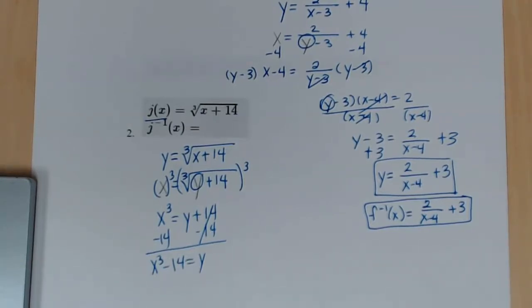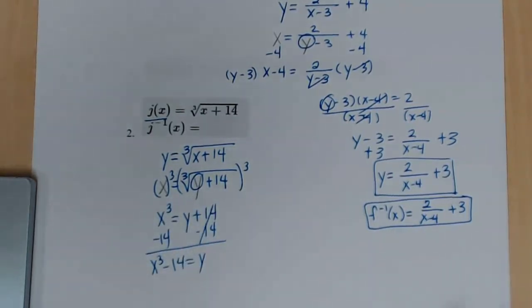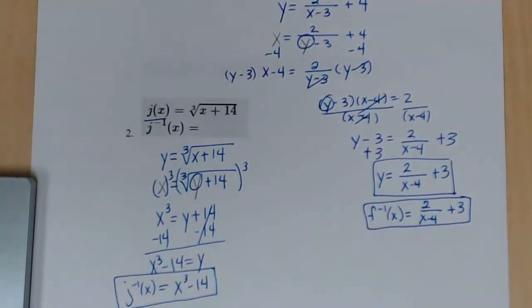So the only thing that we've done differently here is exchanging that x and y. And then lastly, just a piddly-wink step here, replace y with f inverse. And so we could say j inverse of x is equal to x cubed minus 14. So let's do another example with that.